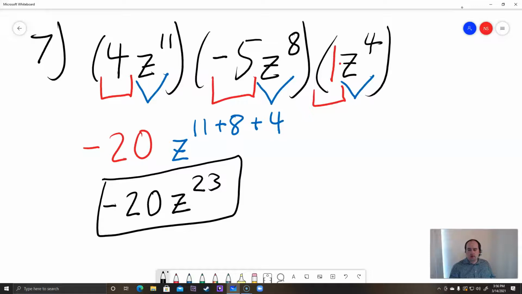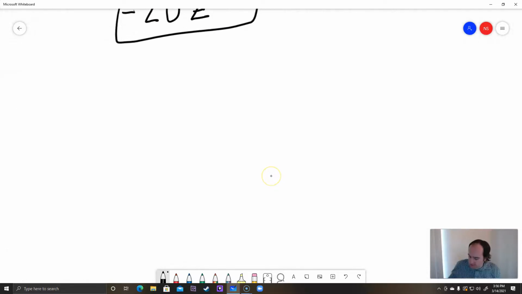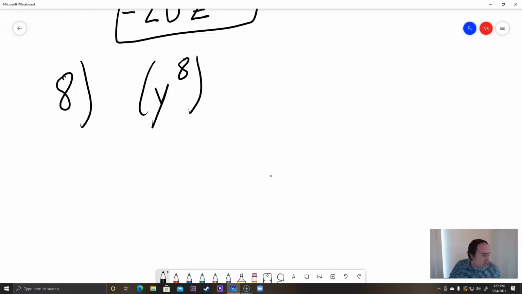So, we need to learn a new rule of exponents, but let me give you a motivation for that first. So for example number 8 here, we've got a power. So we have y to the 8th, and then we're raising that power to the second power. So we have parentheses around y to the 8th, and then we have the parentheses raised to the second power, or squared. So we would say the quantity y to the 8th quantity squared.